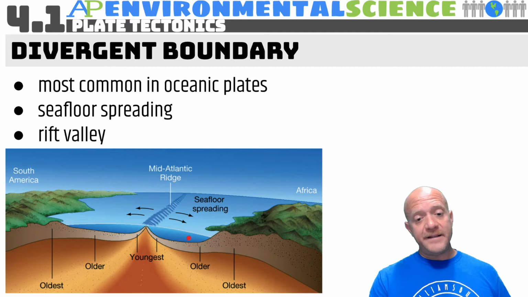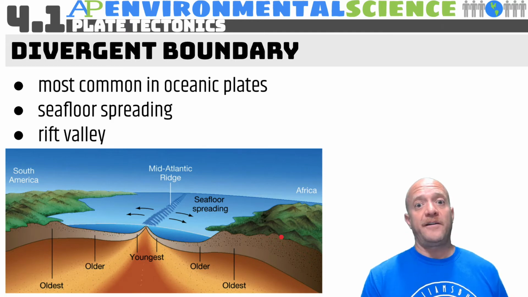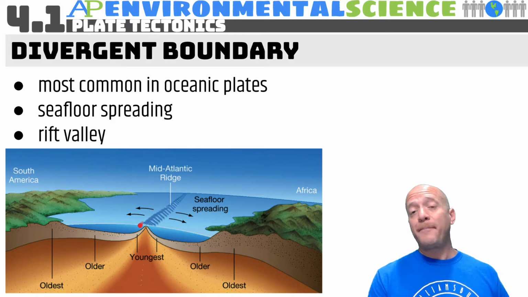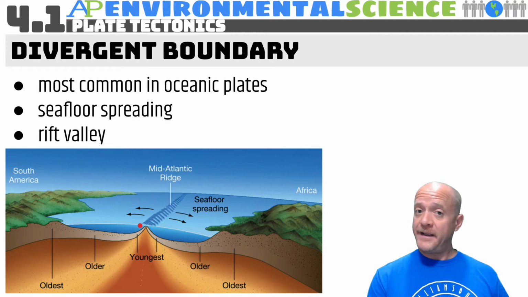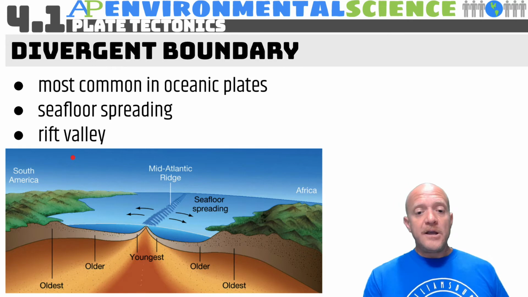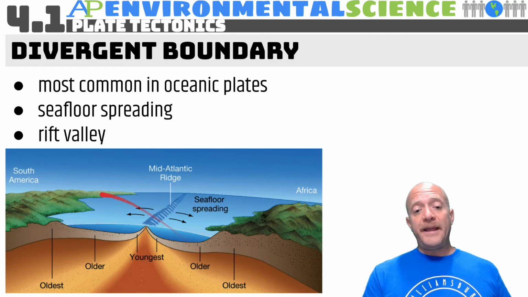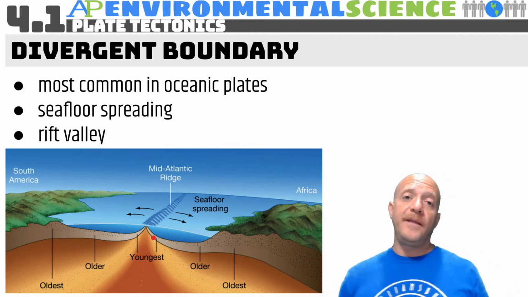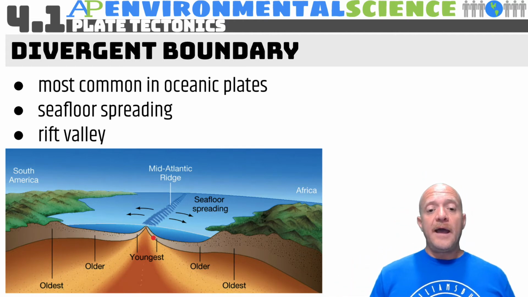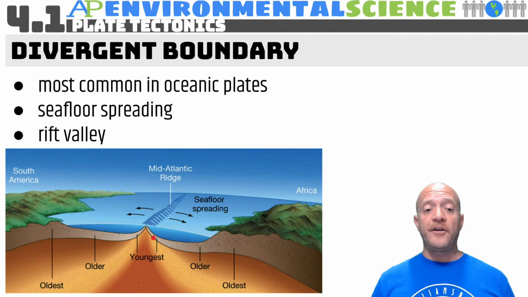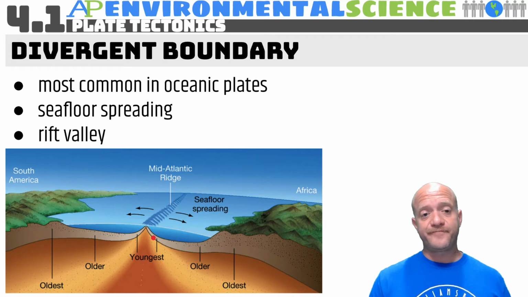And the oceanic plates are basically found at the bottoms of the ocean, and the continental plates are found where the continents occur. If this divergent boundary happens under the ocean, you get seafloor spreading. If it happens on land, you get a rift valley. So oceanic plates are more dense than continental plates. That's why they're farther down on the Earth's surface. And again, seafloor spreading happens in oceanic plates, and a rift valley would occur in a continental plate.